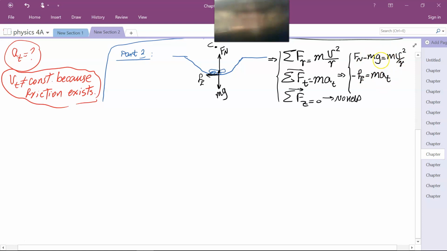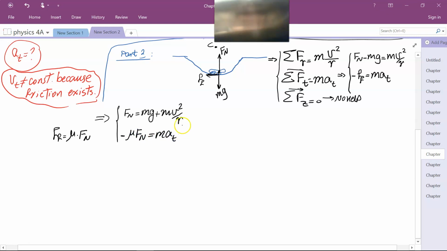Now I'm going to use these. Watch, guys. By the first one, Fn becomes mg plus m v squared over r, correct? And we know friction force is mu Fn. So in the second one, I will get minus mu Fn equals m a_t. Therefore, my goal is finding a_t, so I will solve it. Minus mu is mu. What is Fn?